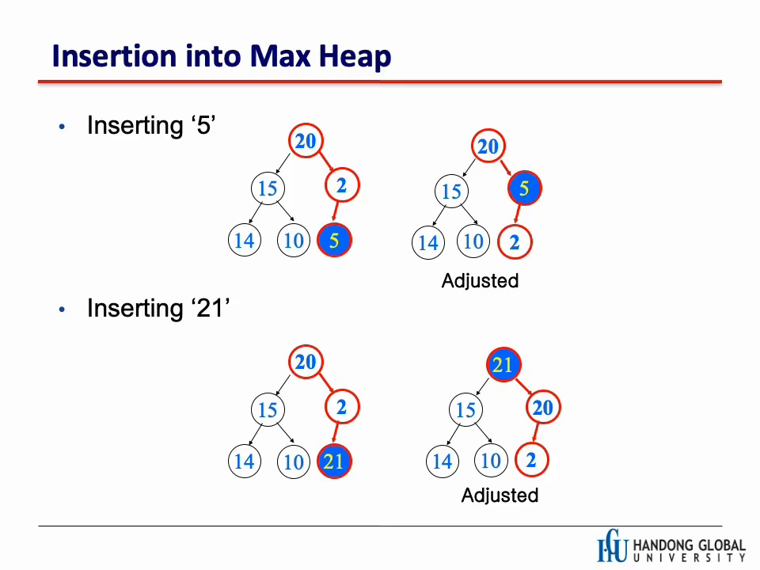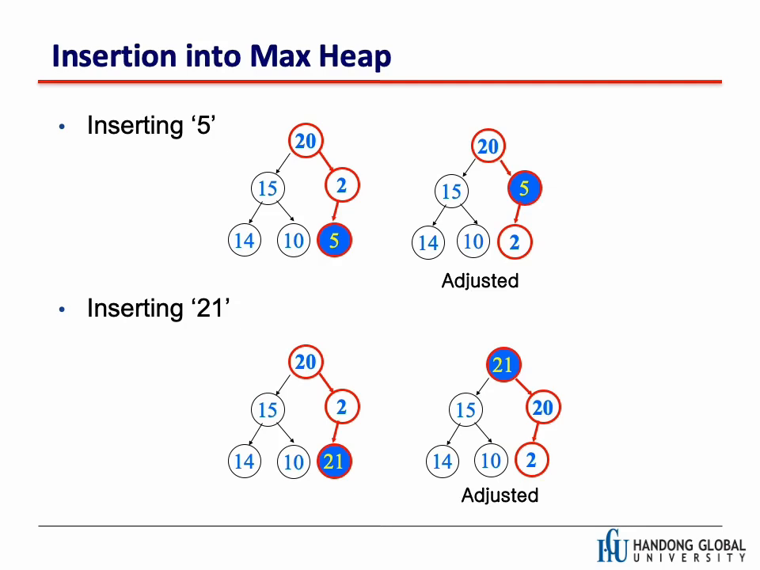Here are two examples for insertions. Given the same max heap, we want to add node 5, or in the bottom, we want to add 21. When we add 5, we put the 5 at the end of this max heap first. This is the first step, and for the second step we go up. We check the parent, and the parent is 2, which is smaller than 5, so we swap. Then we check the parent of 5 now, which is 20, which is larger than 5, so we stop. Problem solved. When we add 21, the first step is the same.